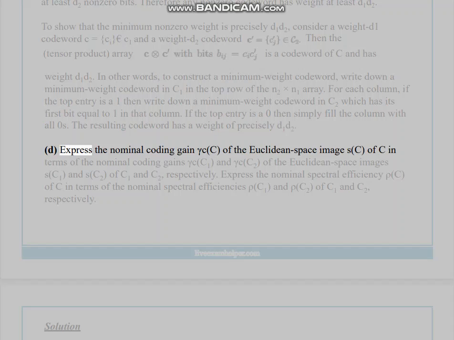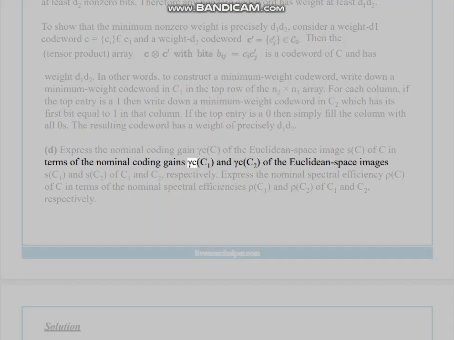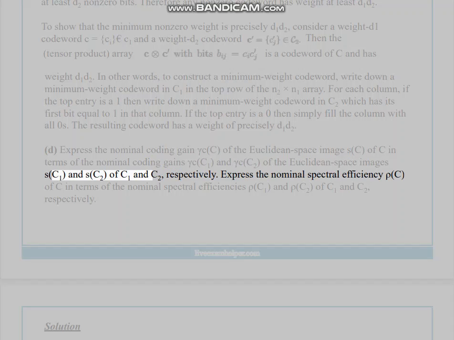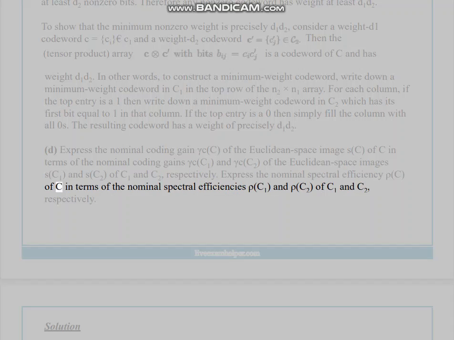D. Express the nominal coding gain γc(C) of the Euclidean space image S(C) of C in terms of the nominal coding gains γc(C1) and γc(C2) of the Euclidean space images S(C1) and S(C2) of C1 and C2, respectively. Express the nominal spectral efficiency ρ(C) of C in terms of the nominal spectral efficiencies ρ(C1) and ρ(C2) of C1 and C2, respectively.